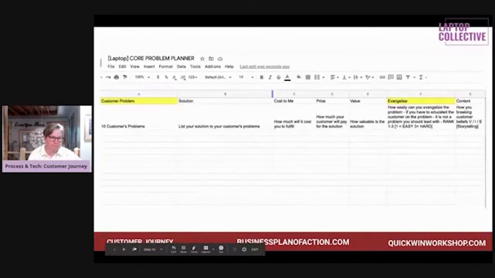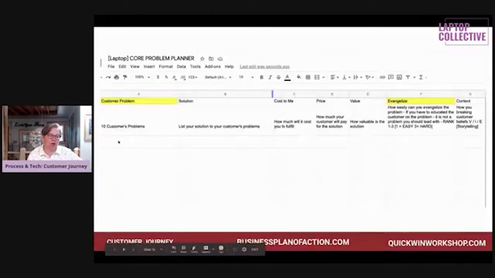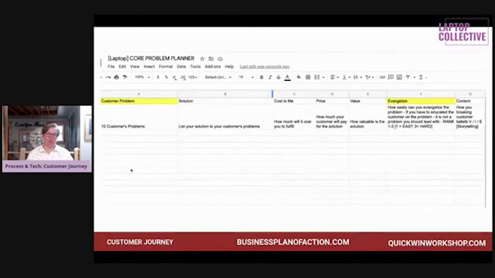Okay. All right. So when we hop off, Heather does her magic, and she's going to load this up into the dashboard under workshops. And you're also going to get a copy of the core problem planner. And the reason why I introduced this and explained it at the top when we got to the core problem planner was that customer problem. So we list out all of the customer problems right here. The solution, we list out your solution to that problem.